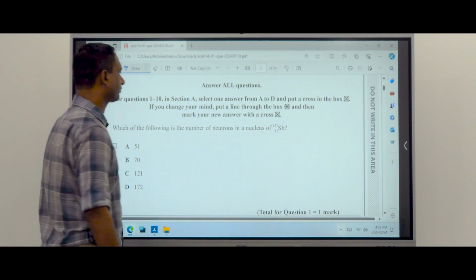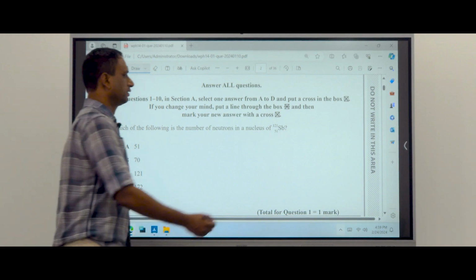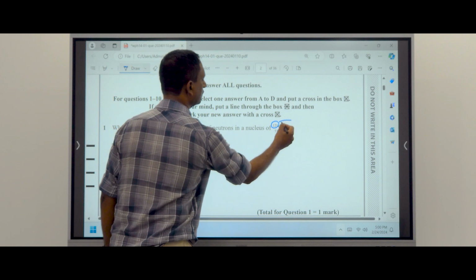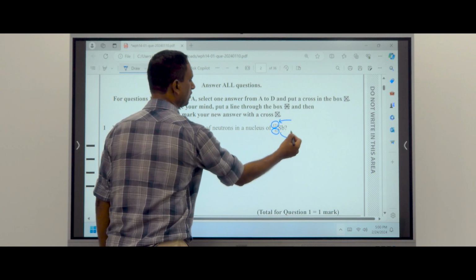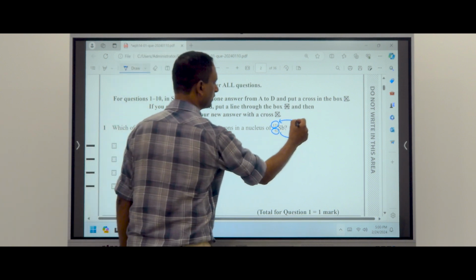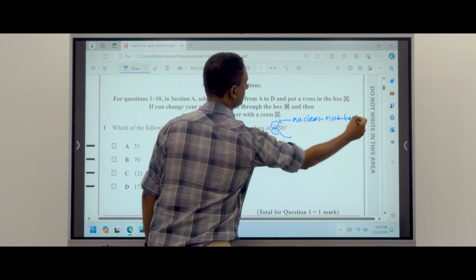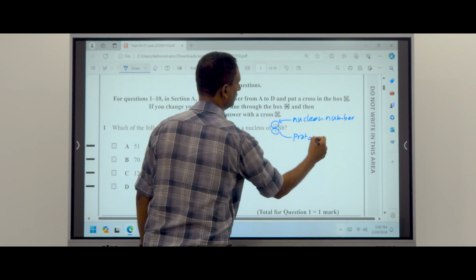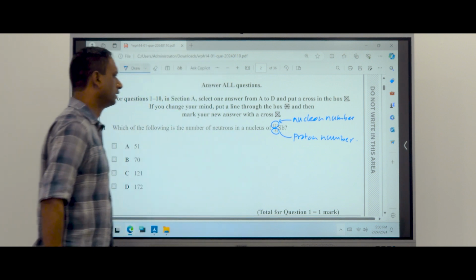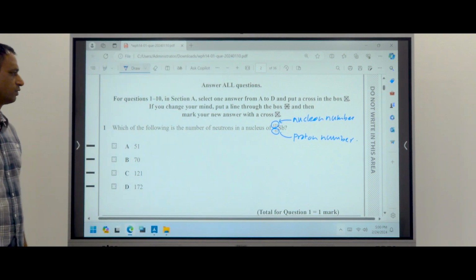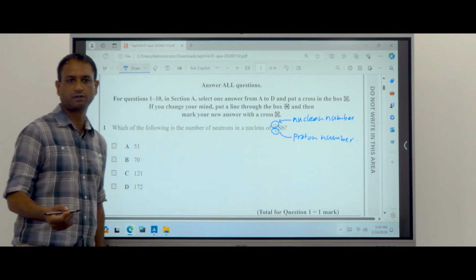Question number 1. Which of the following is the number of neutrons? Here shows the number of neutrons plus protons. This one only protons. This is nucleon number. Proton number. Nucleon number minus proton number gives the number of neutrons. Nucleon number is number of protons plus number of neutrons.